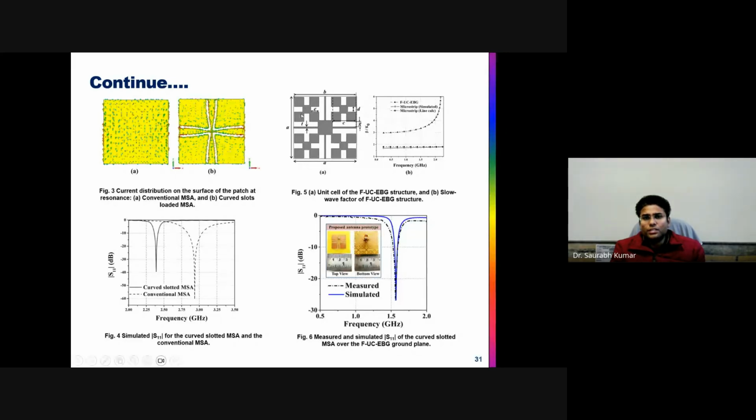When you deal with this fractalized EBG structure, you will find that there is an enhancement in the slow wave factor because of the prohibition of the electromagnetic energy. The transmission is prohibited with the electromagnetic band gap structure. So if this band gap is, say, at 2.0, and then 2.5, after 2.5 gigahertz there is a band gap.